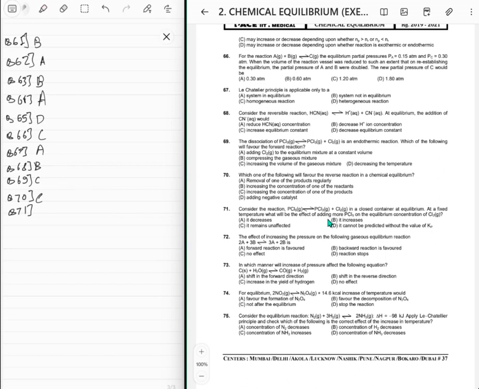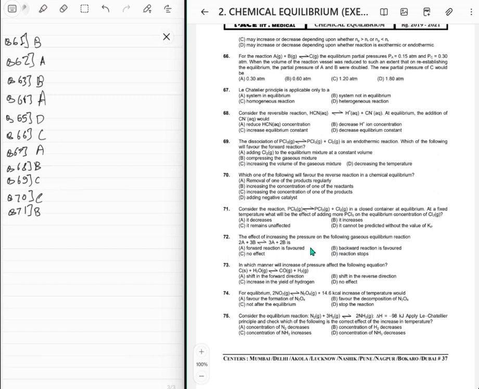So if it's a closed container, then your concentration increases because it attains a new equilibrium, right? It increases. Okay, it's B. The more PCl5 you add, the more PCl3 and Cl2 you get. It's common logic.